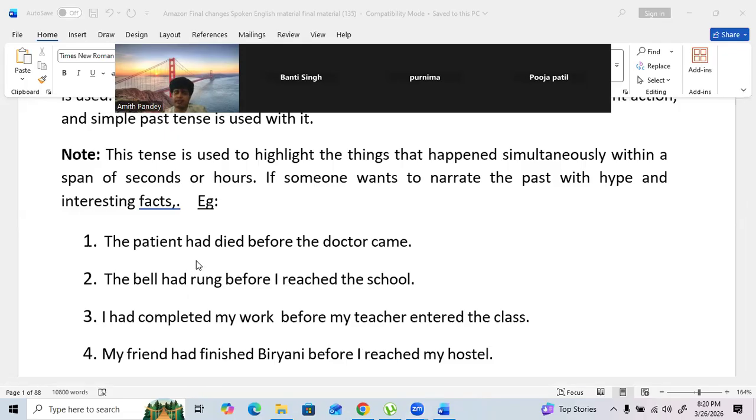So past perfect is always used with two actions that took place in the past. How? Let's see. The patient had died before the doctor came. So why are we using two sentences? Practically speaking, in order to highlight the situation, we have to use two sentences. So how can we rectify?